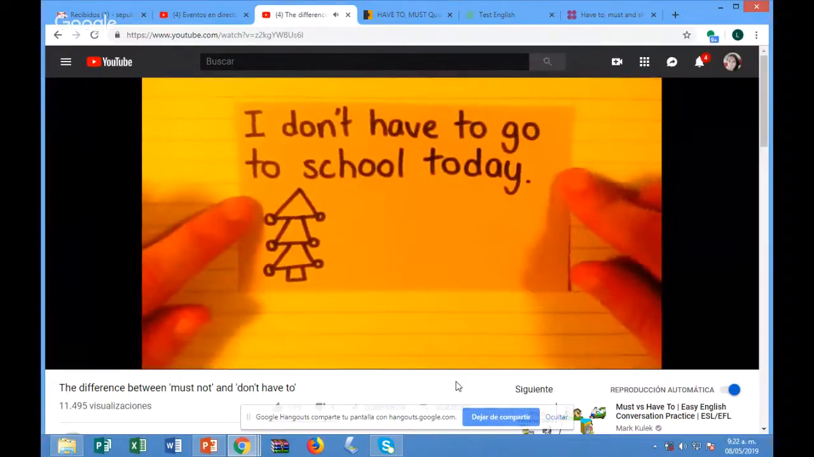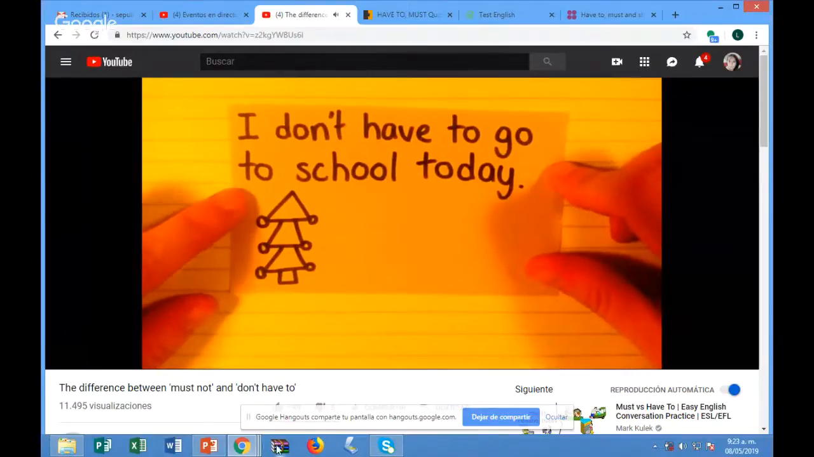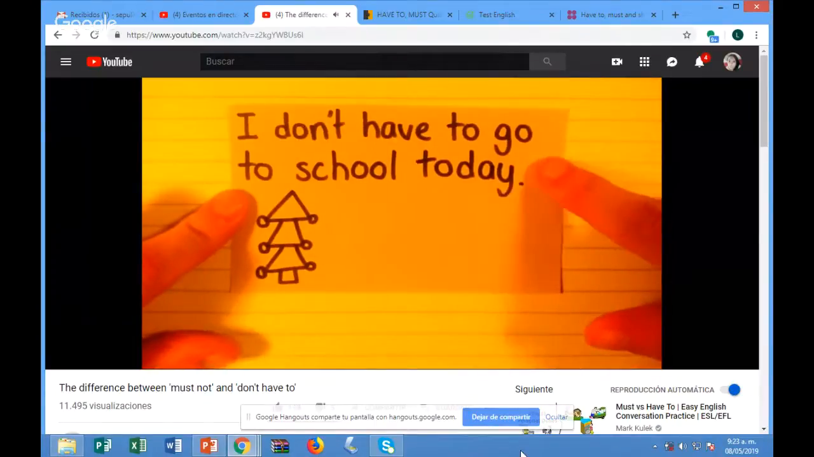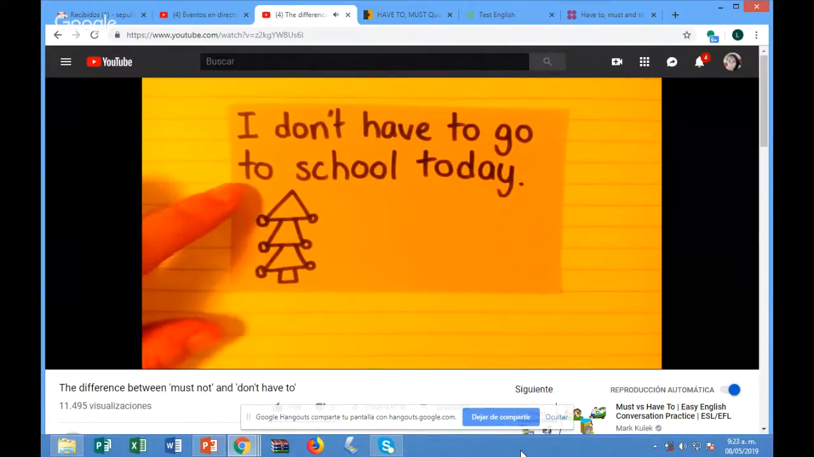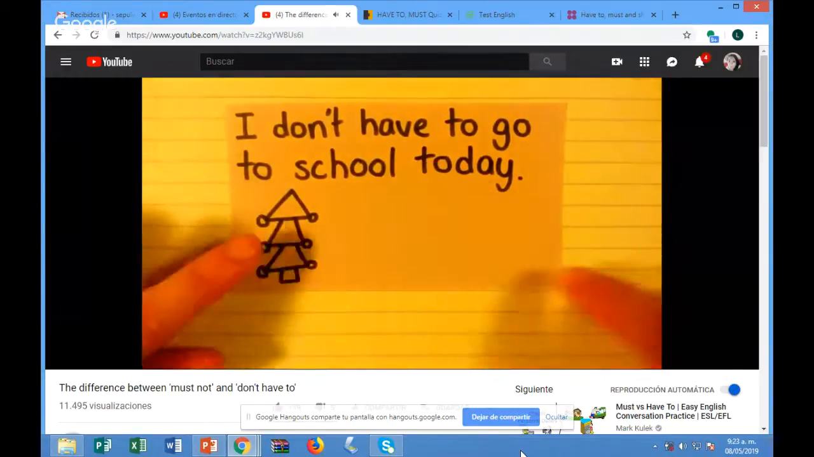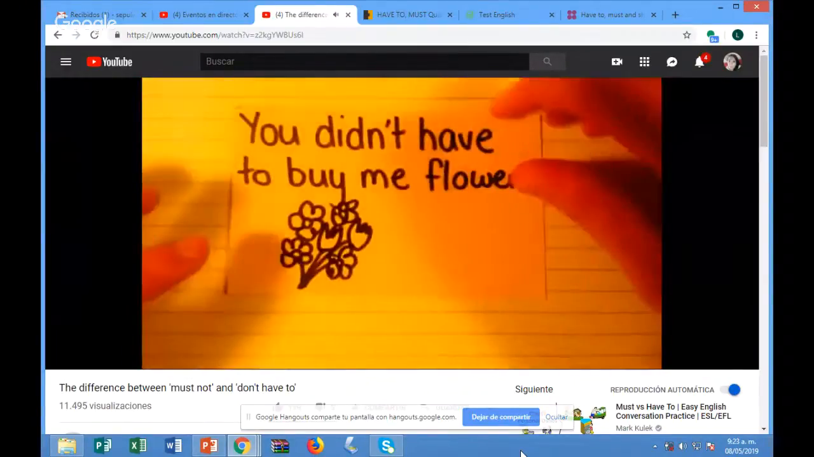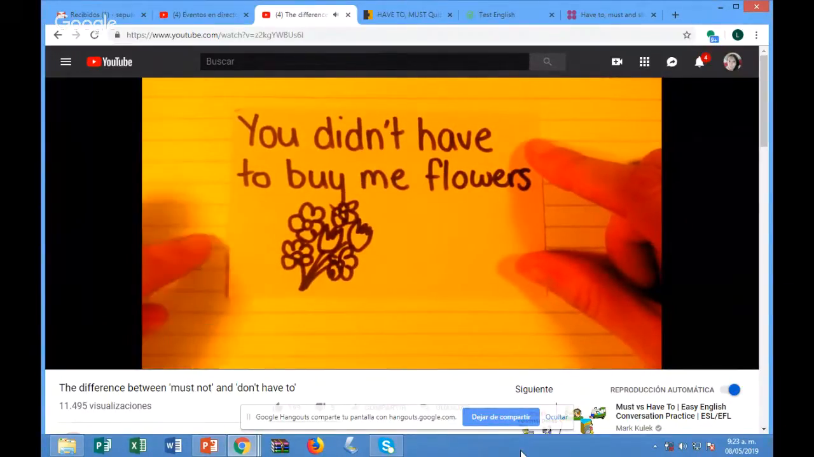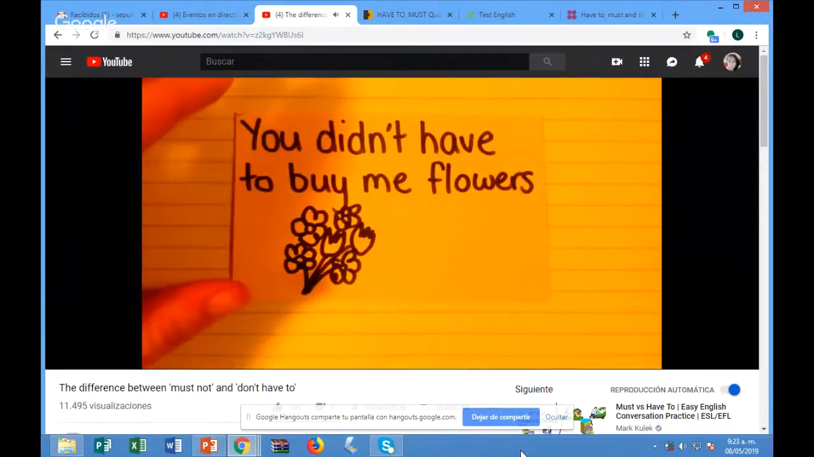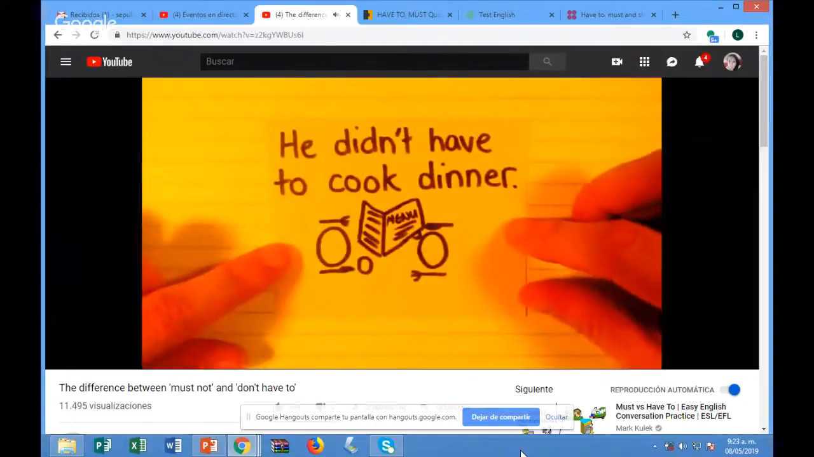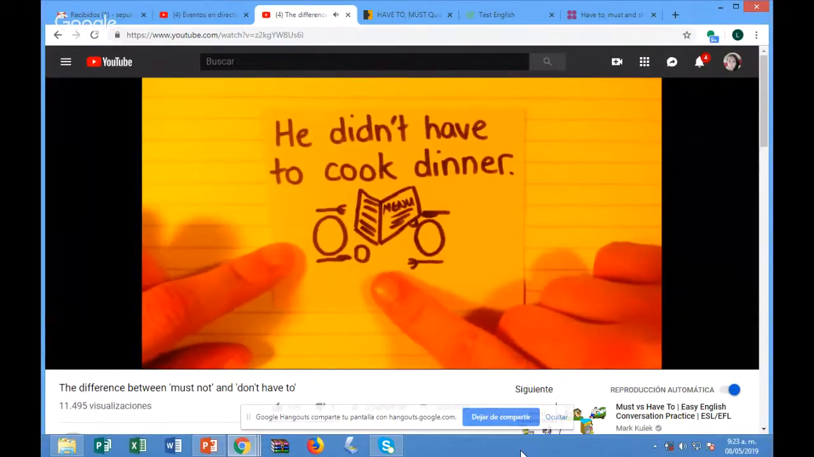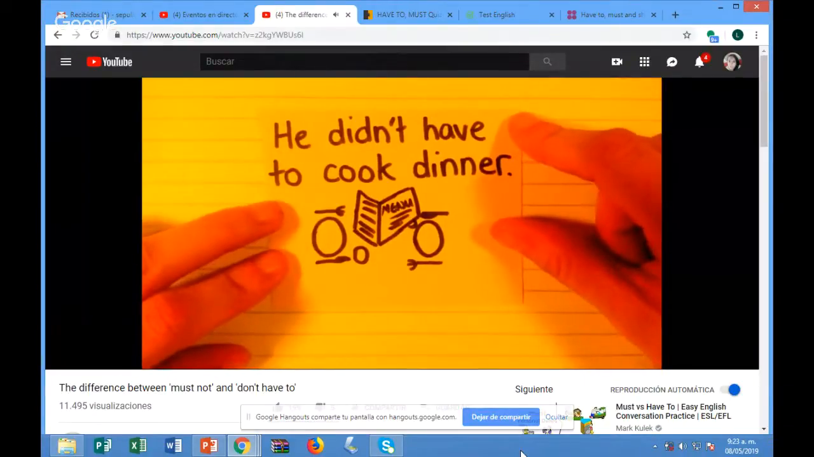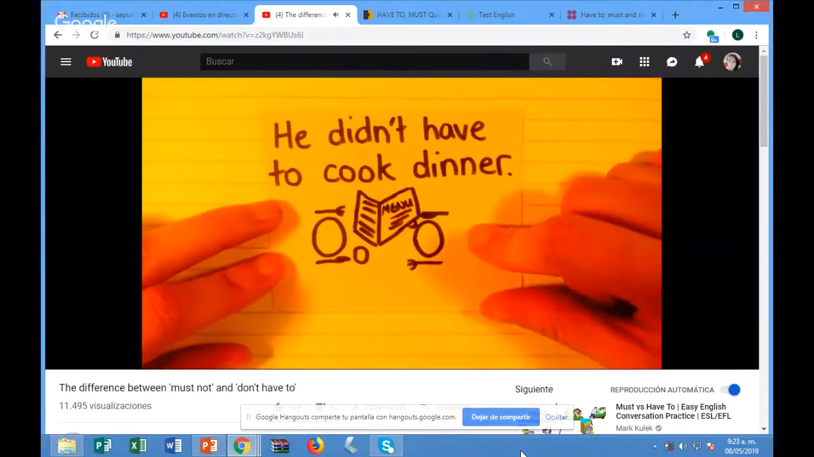If someone says, I don't have to go to school today, that means that they are not obliged to go to school. They're not prohibited from going to school. They're just not obliged to go today. You can also use don't have to or doesn't have to in the past tense. So you can say something like, you didn't have to buy me flowers. This means you weren't obliged to buy me flowers. It wasn't necessary for you to buy me flowers. In another example, you could say, he didn't have to cook dinner. He went to a restaurant, so he didn't need to cook dinner. He wasn't obliged to cook dinner. He didn't have a responsibility to cook dinner. He didn't have to cook dinner.